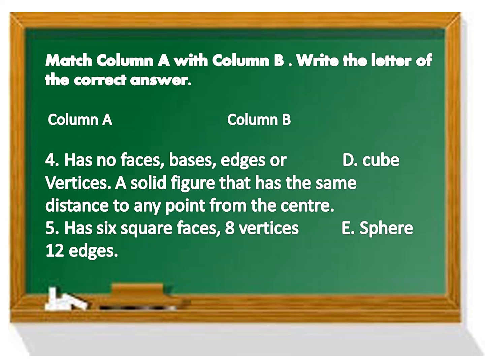Number 4. Has no faces, bases, edges, or vertices. A solid figure that has the same distance to any point from the center. And number 5. Has 6 square faces, 8 vertices, and 12 edges. Okay, write your answer on a sheet of paper.